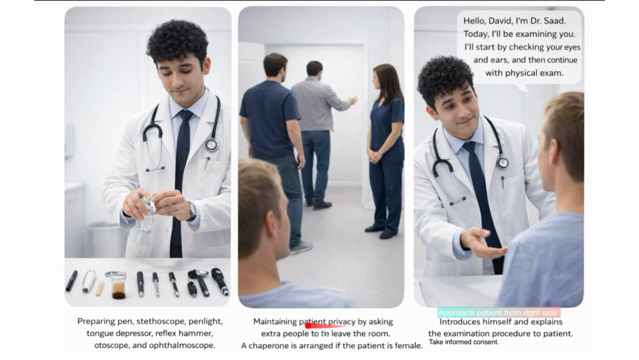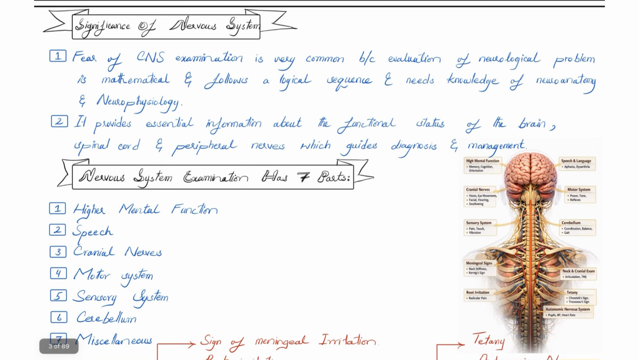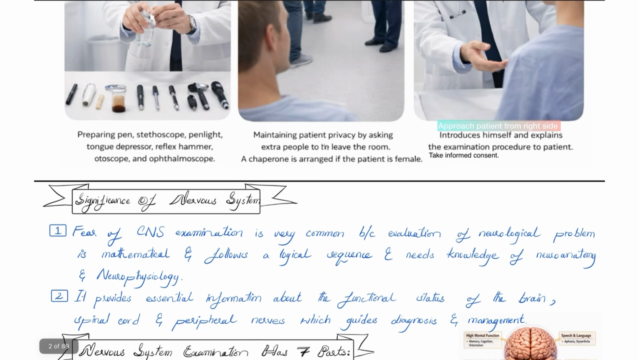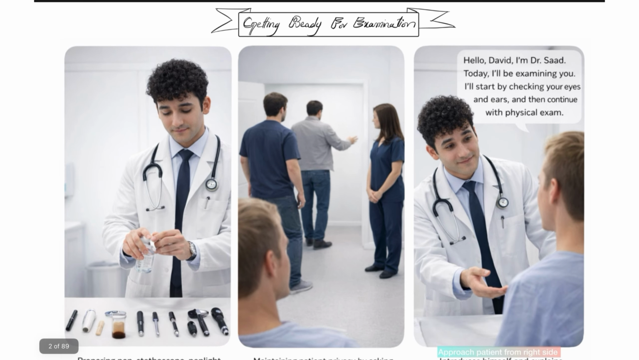Maintain patient privacy, asking other people to leave the room, and if the patient is female, ask a chaperone to accompany you throughout the examination. Approach the patient from right side, introduce yourself and explain the procedure, and then take informed consent. Informed consent means that you have explained the procedure completely and the patient exactly knows what you are performing and why you are performing it, and then he has shown his acknowledgement or agreement to proceed to examination.